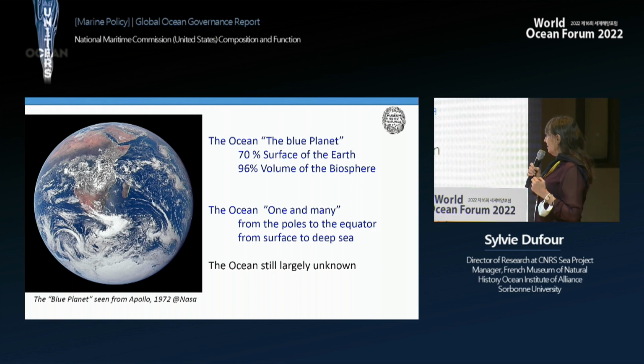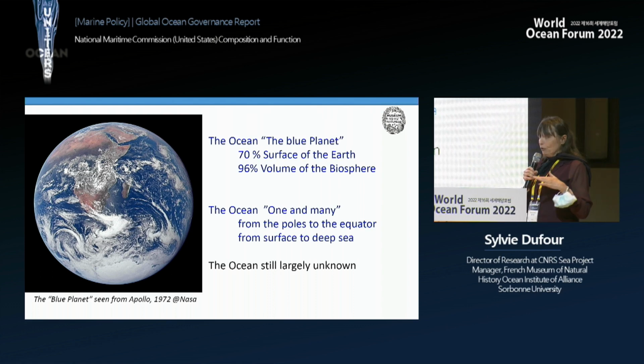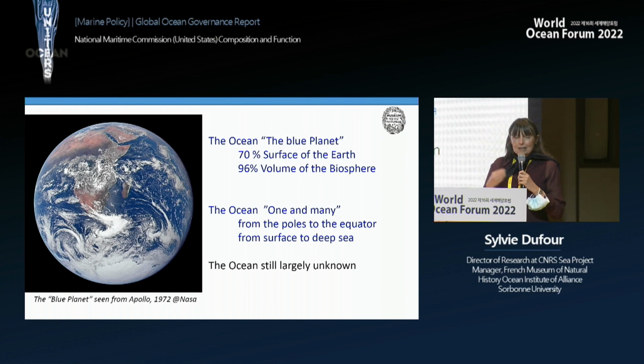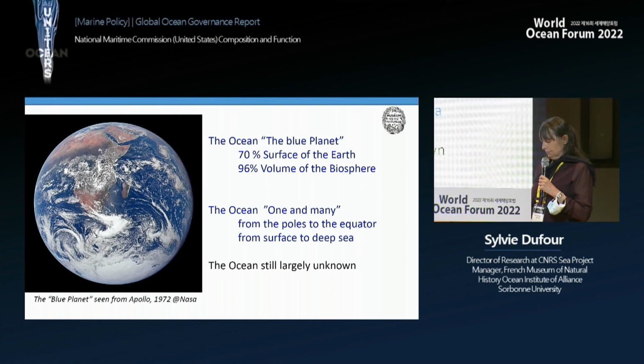But we can consider it also as multiple, taking into account all the diversity of the ecosystems present in the ocean, from the polar regions to the equator, from the surface to the deep sea. And the ocean, with its unicity and diversity, is still very much unknown.